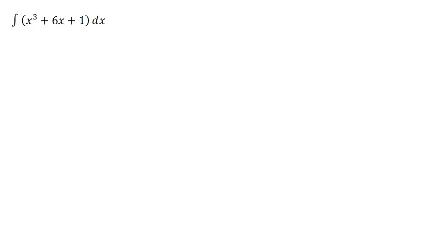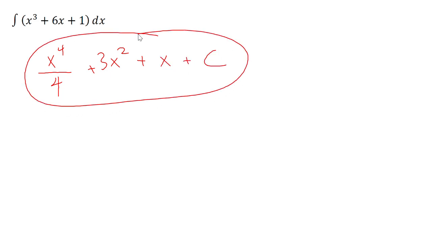Right, the integral of x cubed plus 6x plus 1 dx. Well, we'll just go up to x to the fourth and divide by 4. And then we'll go up to x squared, and when we divide 6x squared by 2, we'll end up with 3x squared, and the 1 just becomes an x. And of course, don't forget your plus c.